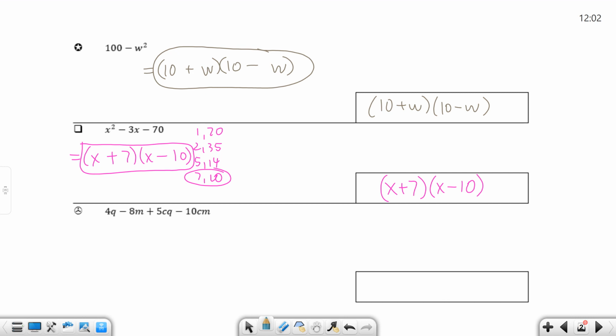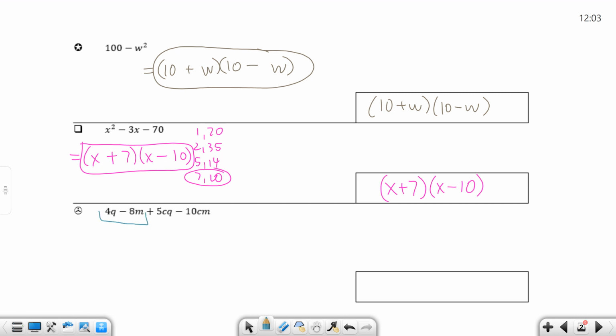How many terms are in the next problem? That's right, 4. You have 1, 2, 3, and 4 terms. Is there a GCF with all 4 terms? Here the answer is no. So the only thing we did with 4 terms was grouping. Remember? 4 terms kind of yells out grouping at you. So how do I group?